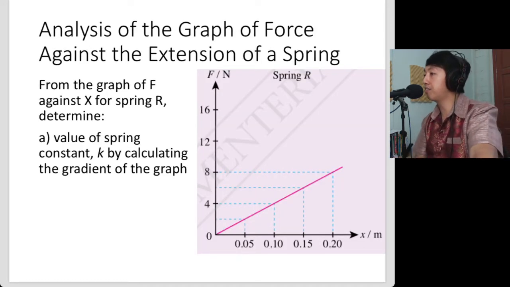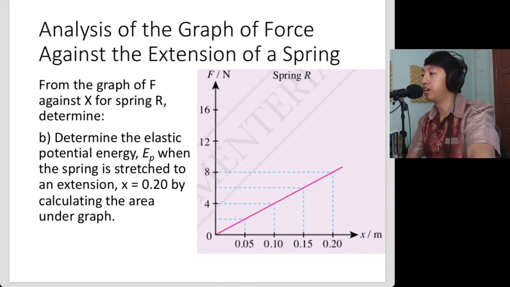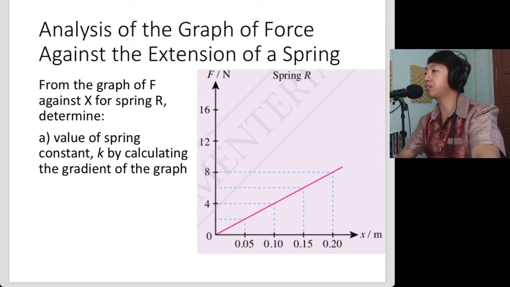So let's do an example here. Analysis of the graph of force against the extension of spring. From the graph F against X for spring R, determine the value of the spring constant by calculating the gradient of the graph. Let's read all the questions first. And then determine the elastic potential energy when the spring is stretched by 0.2 meters by calculating the area under the graph. Alright, so let's try question A.